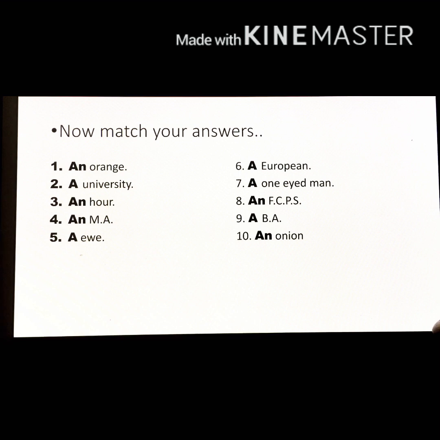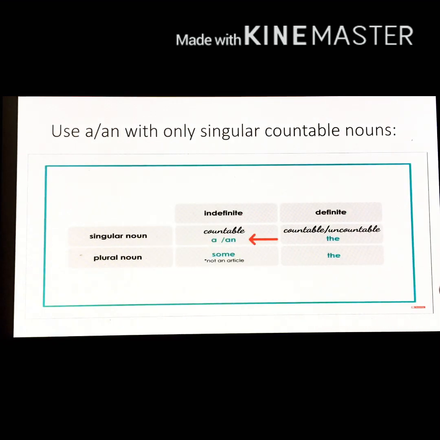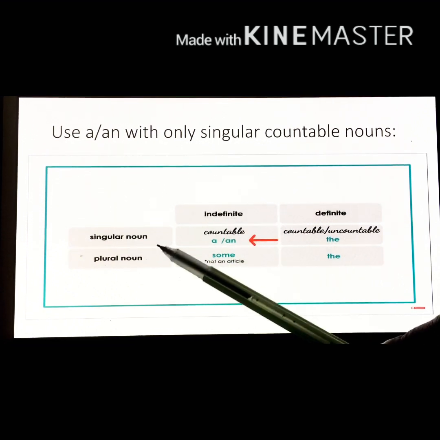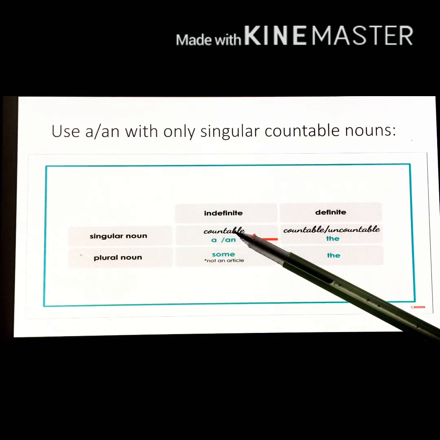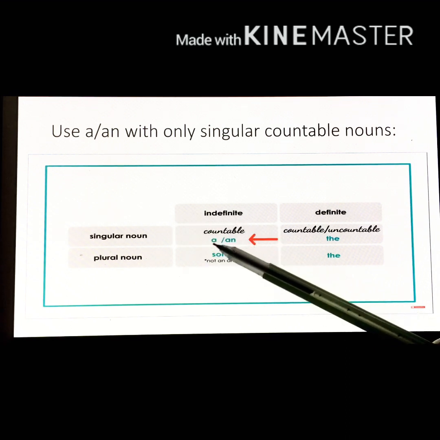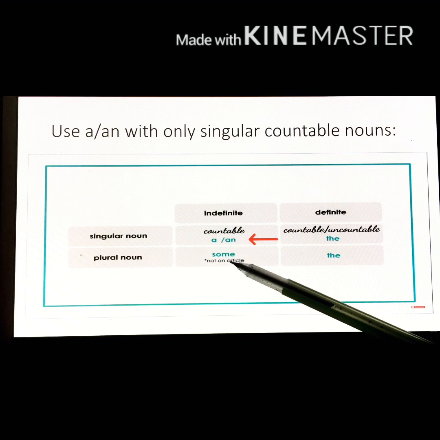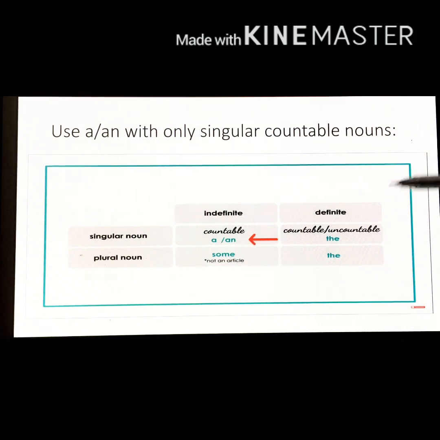I hope you understood this topic. Use a or an with only singular countable nouns. See in the picture. A or an is used with singular countable nouns. So with singular countable nouns we use the indefinite article a or an. But if the countable noun is plural, we should use some. We cannot use a or an. And the definite article the is used with both countable and uncountable, and singular and plural nouns. So the is the most used article.